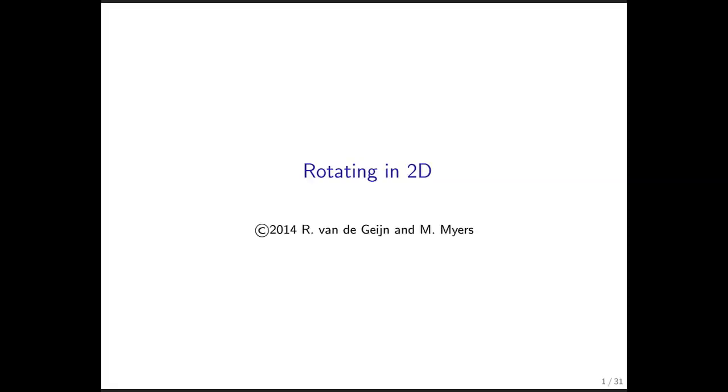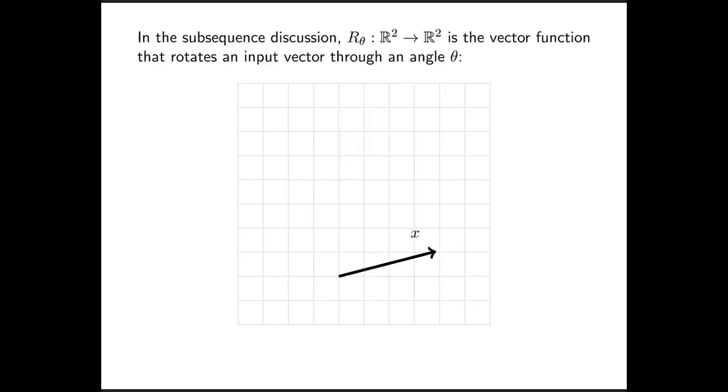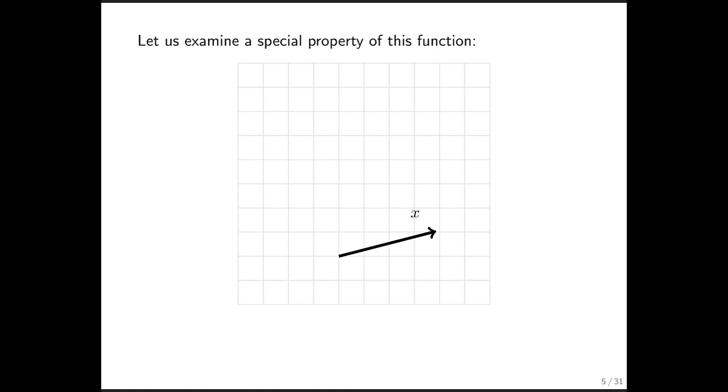What we're going to do in this week is move on and introduce linear transformations and matrices. To motivate linear transformations, we're going to look at rotating vectors in 2 dimensions. Here we depict a vector in 2 dimensions. And if we rotate that vector through an angle theta, then we get a new vector. So we can let the function r sub theta of x denote the function that transforms vector x into the rotated vector. Let's have a look at some special properties of this function.